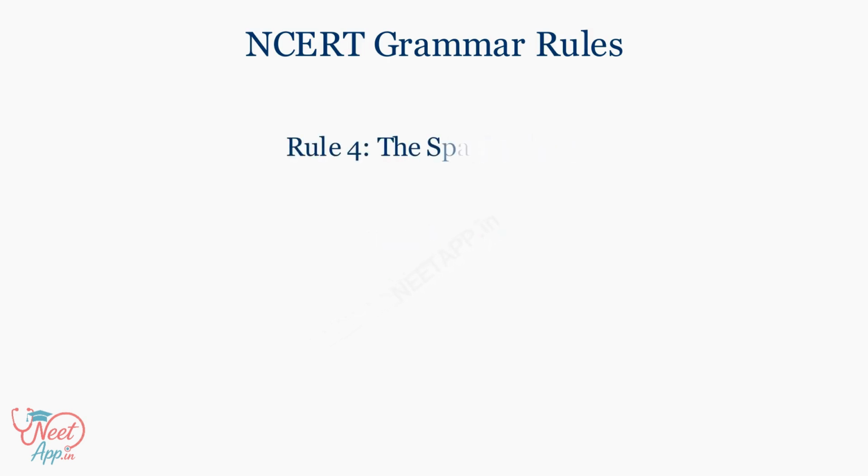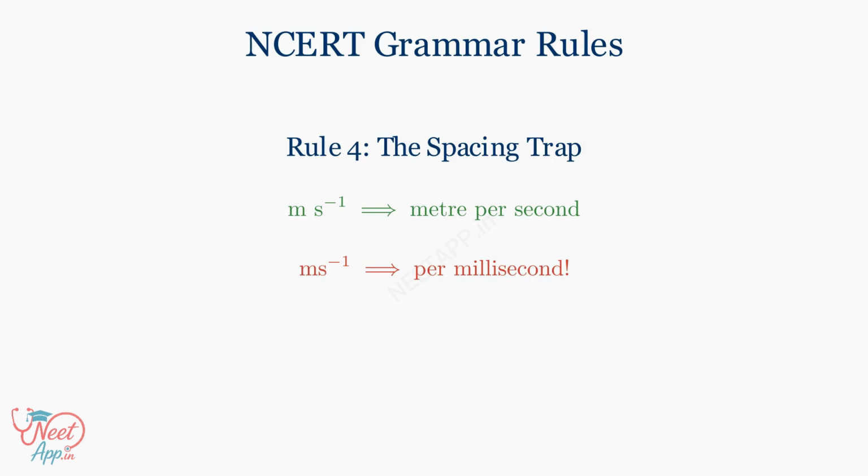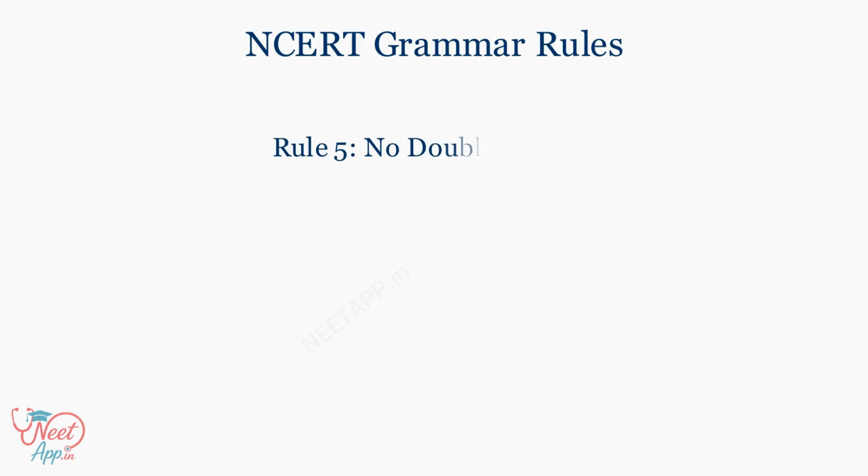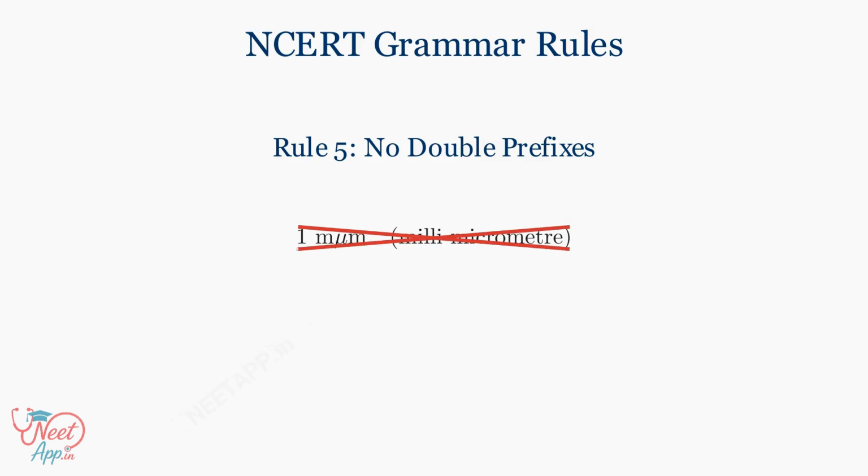Rule number 4, the spacing trap. Spacing changes reality. Writing an m, a space, and an s to the power of -1 means meters per second. But if you remove the space, that m becomes the prefix milli, changing the entire unit to per millisecond. Rule number 5, prefixes. Prefixes like mega or nano must stick directly to the unit, no spaces. Also, double prefixes are illegal. We say 1 nanometer, never 1 millimicrometer.